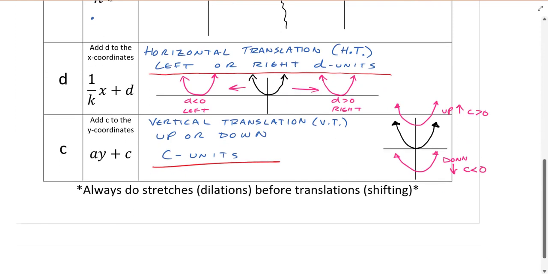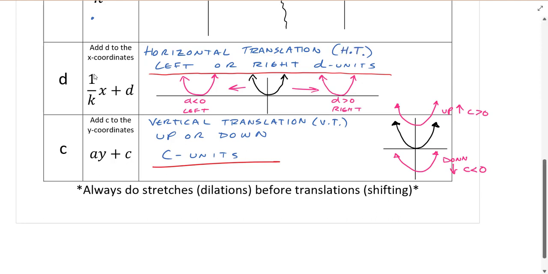Now they're pretty quick. We take what we did before, so we take the 1 over K for X. I should say the 1 over K that we multiplied X by, or divided X by K, and we just add D to it. So what that does is it shifts all our coordinates either to the right or to the left. So if it's a positive number, everything moves to the right. If it's a negative number, everything moves to the left. And we call that a horizontal translation, which is just a fancy way of saying moving left or right. And we'll use HT for short for that.